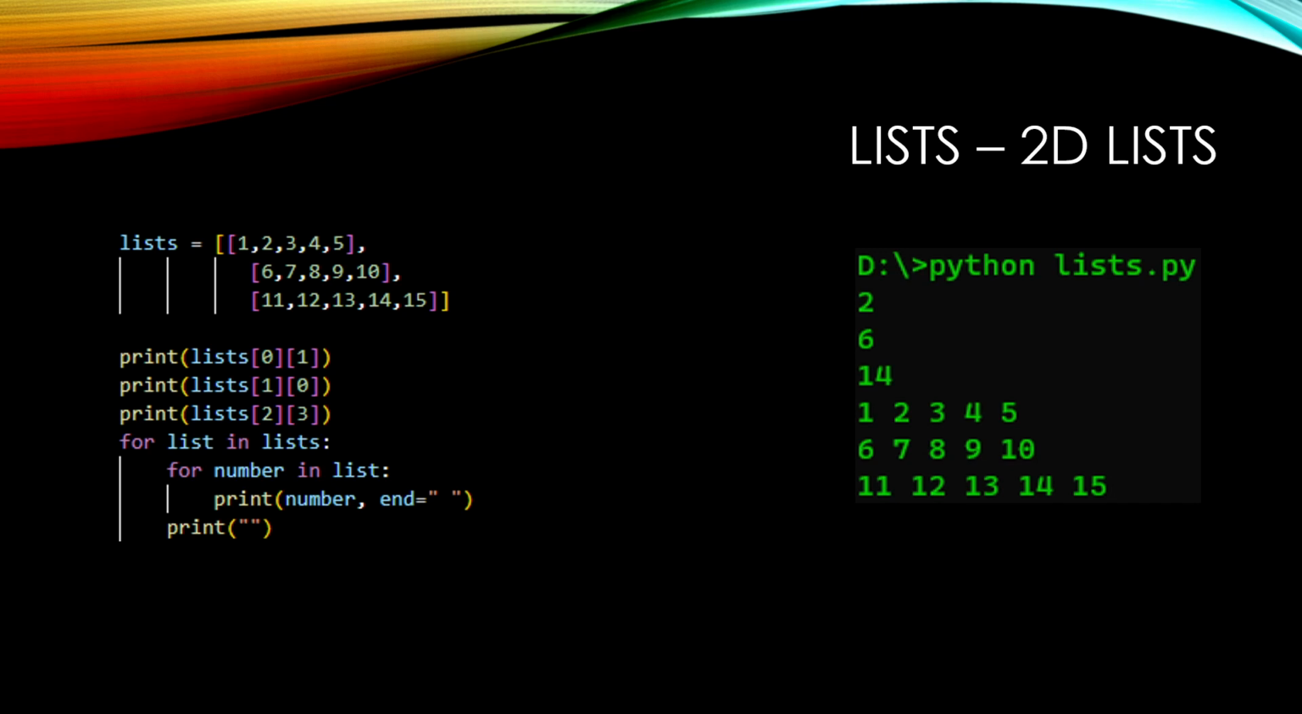Now, what do we do if we want to loop through the contents of a two-dimensional list, if we want to get each and every item? Well, we need to use a nested for loop that looks something like this. So the first thing we do is we loop through each list in lists, and then inside that loop, we loop through each number in list.